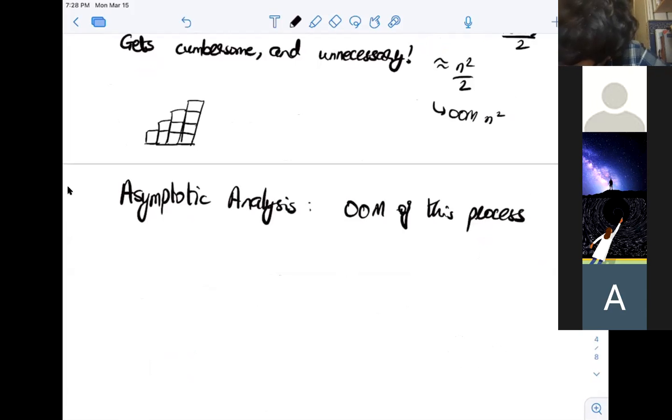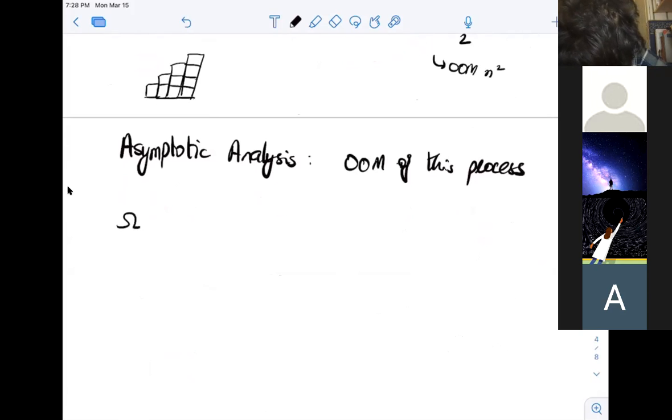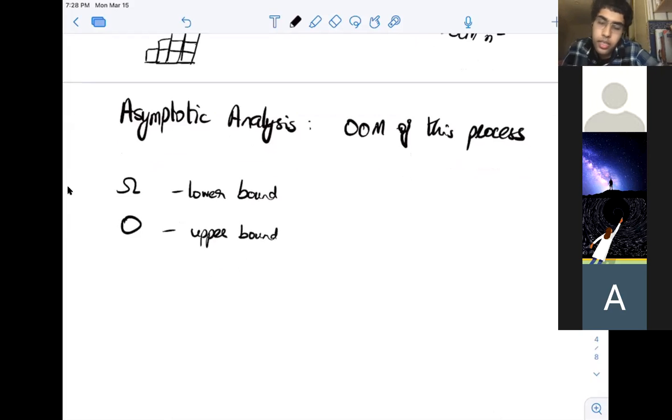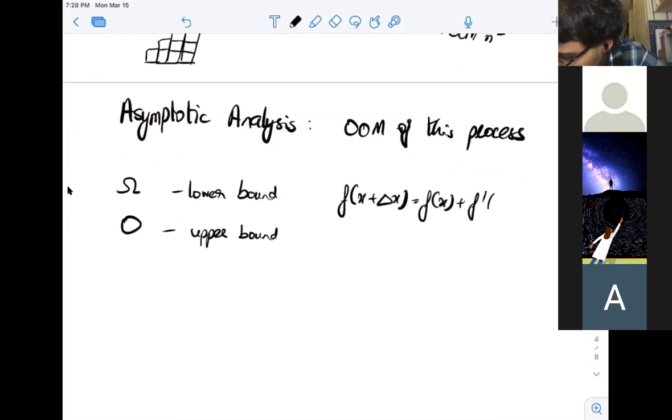The notation that people use for this, there's 3 of them. There's this for a lower bound, the capital omega. There is this for an upper bound, the big O, which you might have seen also in Taylor expansions where you say f of x plus delta x is f of x plus f prime of x delta x plus order x squared. It's kind of the same idea here. And then this one, capital theta, is both of them together.